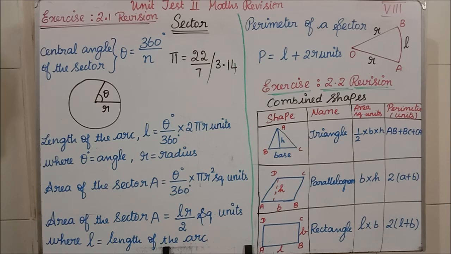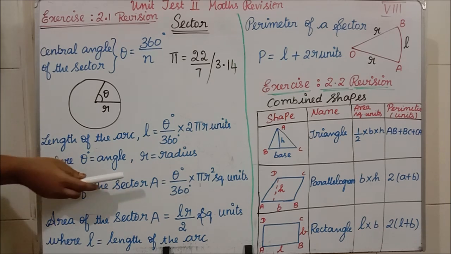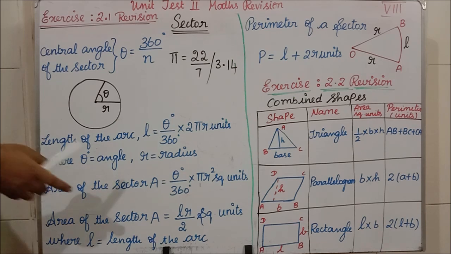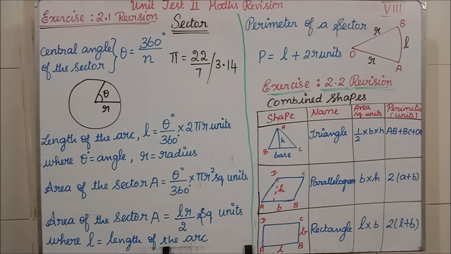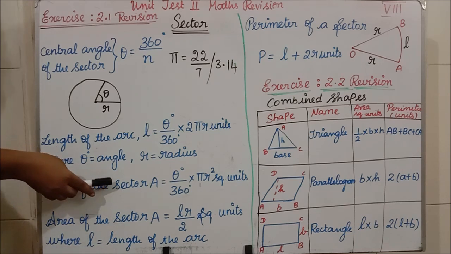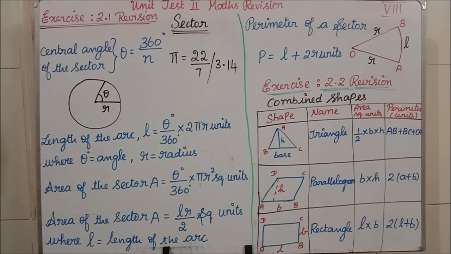The next formula is the area of the sector. The area of the sector formula is theta by 360 degrees into pi r square units. Whenever we are talking about area, you have to write the measurement in square units only. Clear? Next, for the area of the sector, you have two formulas. The first formula is this and the second formula is L R by 2, where L is nothing but the length of the arc. Students, when you have to use which formula: in the question they have given the angle.